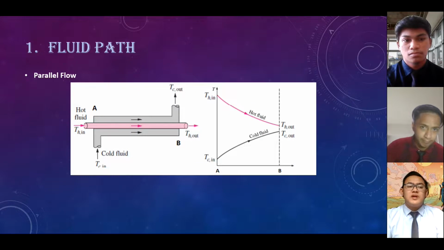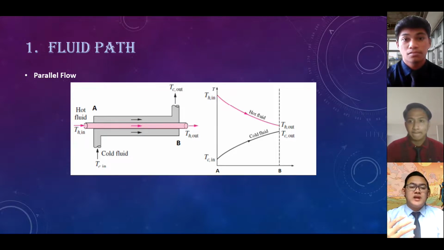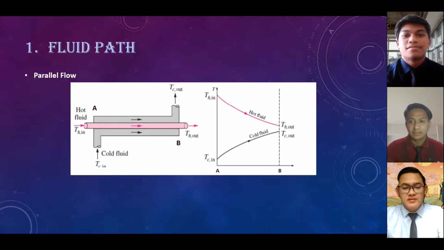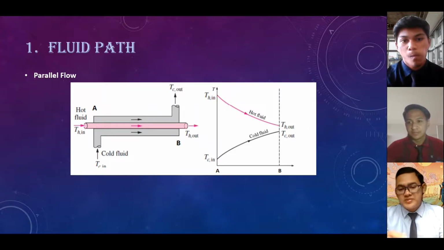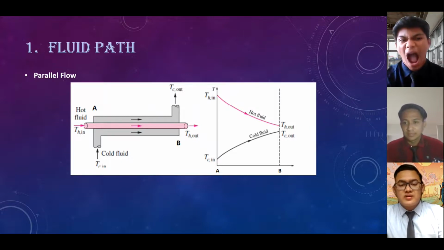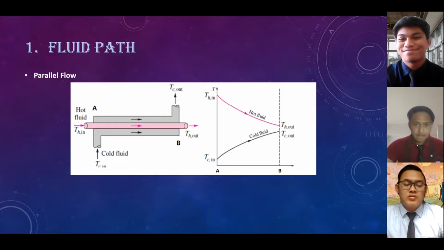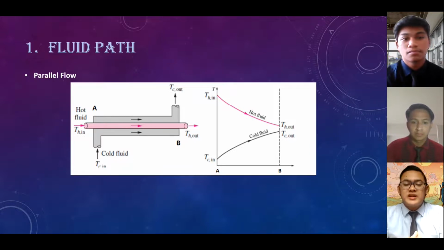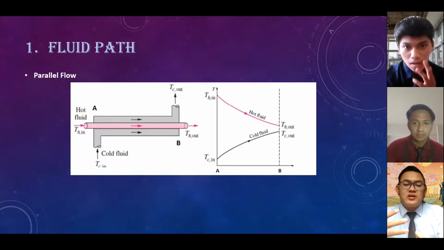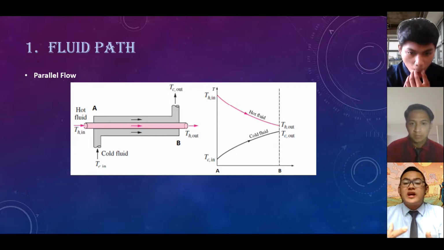Okay, this is fluid path, parallel flow. In parallel flow heat exchange, two fluids enter the exchanger at the same end and travel in parallel to one another to the opposite end. There is the example of how parallel flow travels, and then there is a graph showing how it is described.